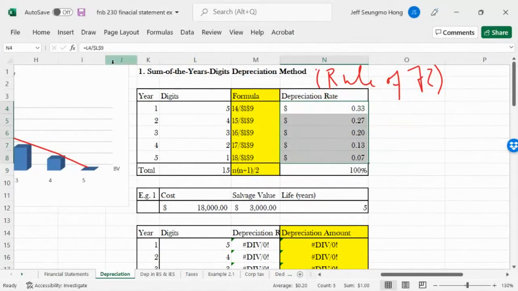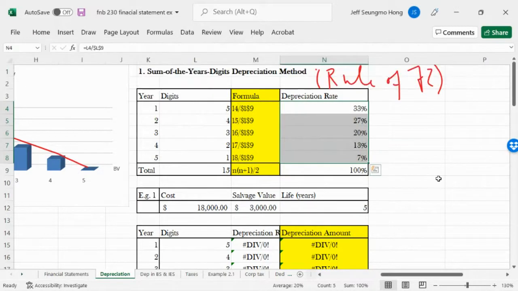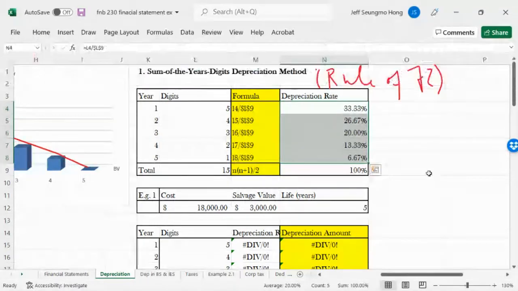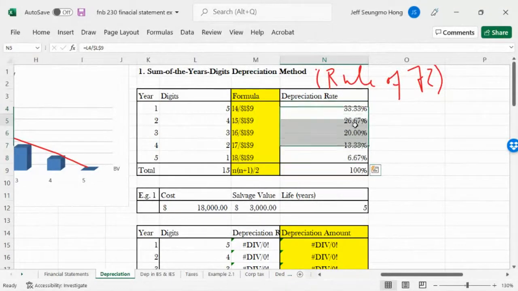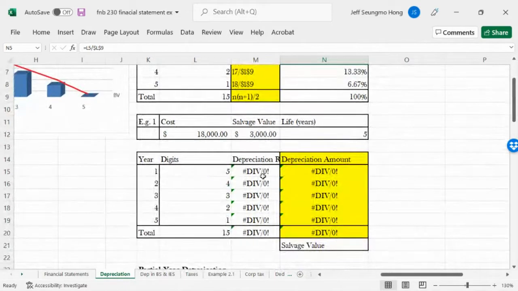Now, it's not dollars. It should be percentage, right? You're going to use at least 2 decimal places. Yeah, 1/3 is 33%, right? 4 over 15. So this is how it works. So here, let's do that.